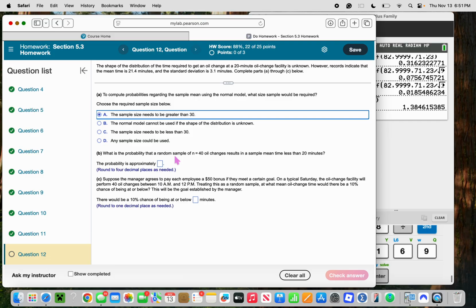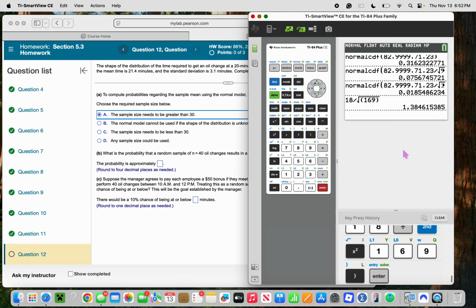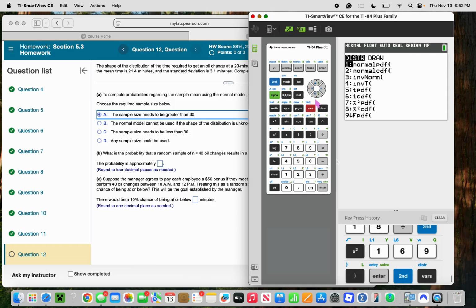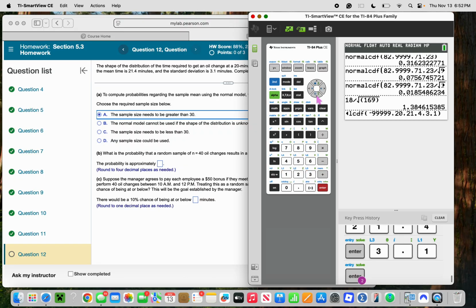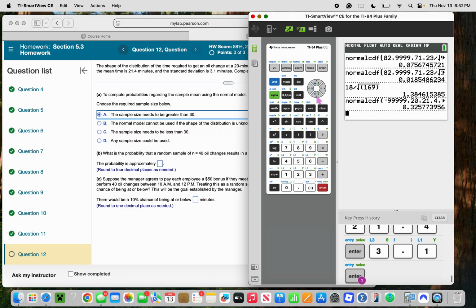What's the probability that a random sample of size 40 oil changes results in a sample mean time of less than 20 minutes? So we're looking at less than 20. So that means 20 is my highest that it can be. The average is 21.4 minutes. And then if I forget to edit my standard deviation, I'm going to get 32.58%.